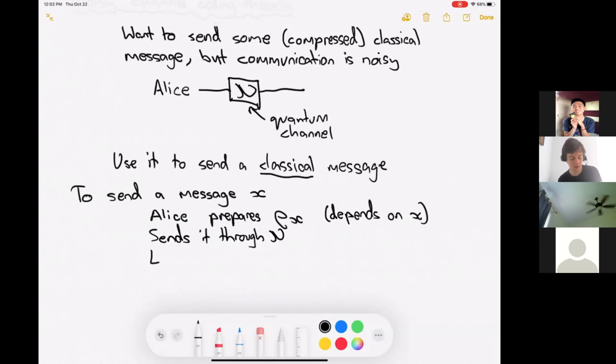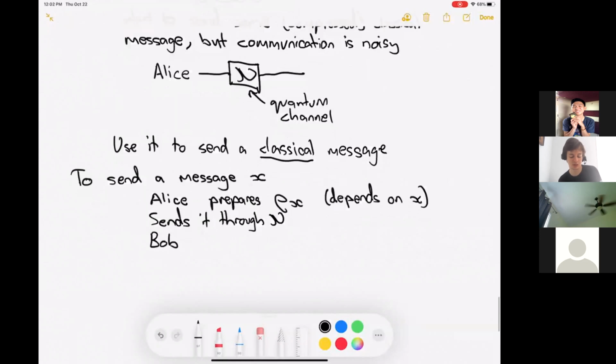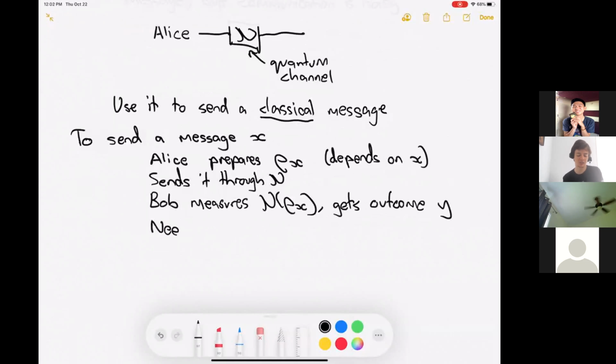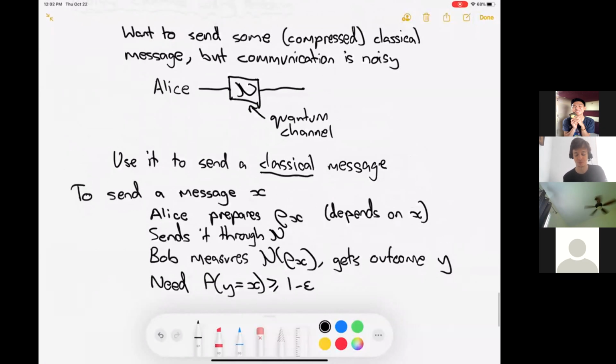And finally, Bob can do a measurement. Bob needs to get some classical information out. So the most general thing you can do is a generalized POVM measurement on N of rho X. When he does so, he's going to get an outcome, little y. And we need the probability that y is equal to x to be very close to 1. Okay, that's the aim of the game. They're trying to successfully send this classical message with high probability.